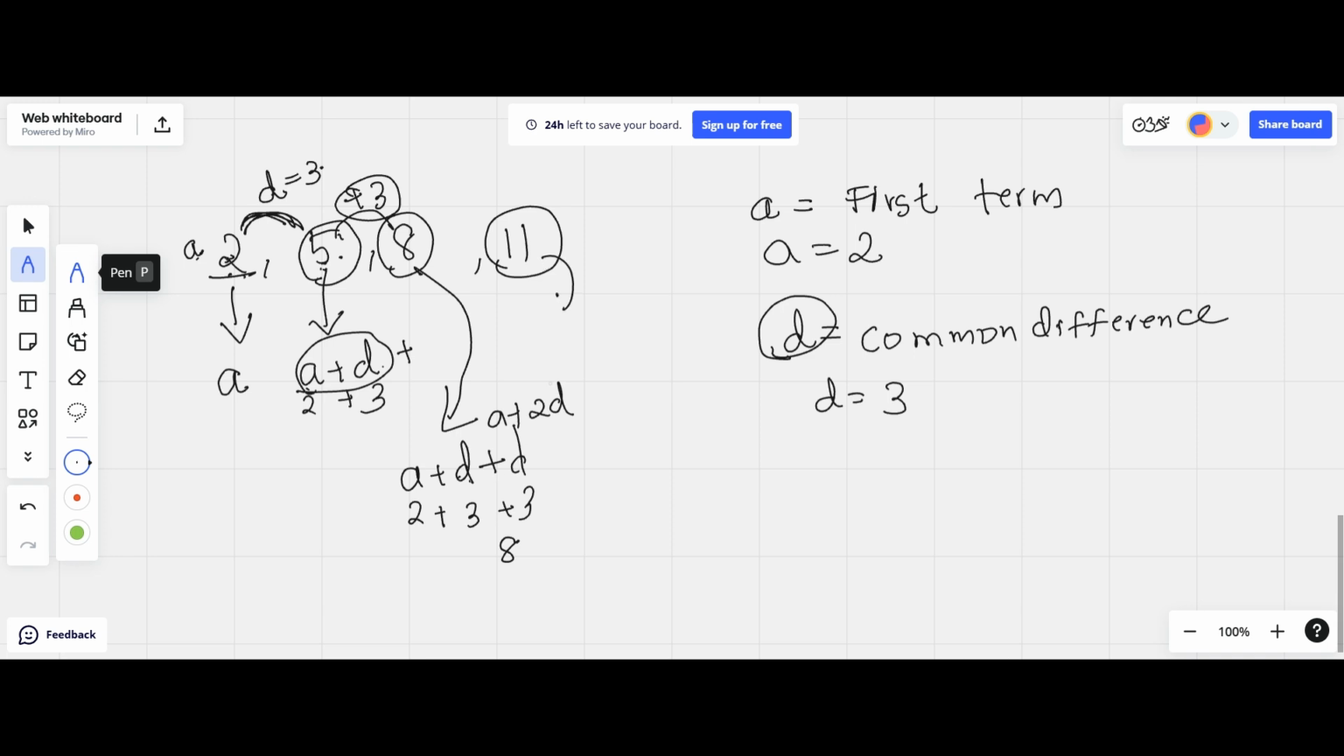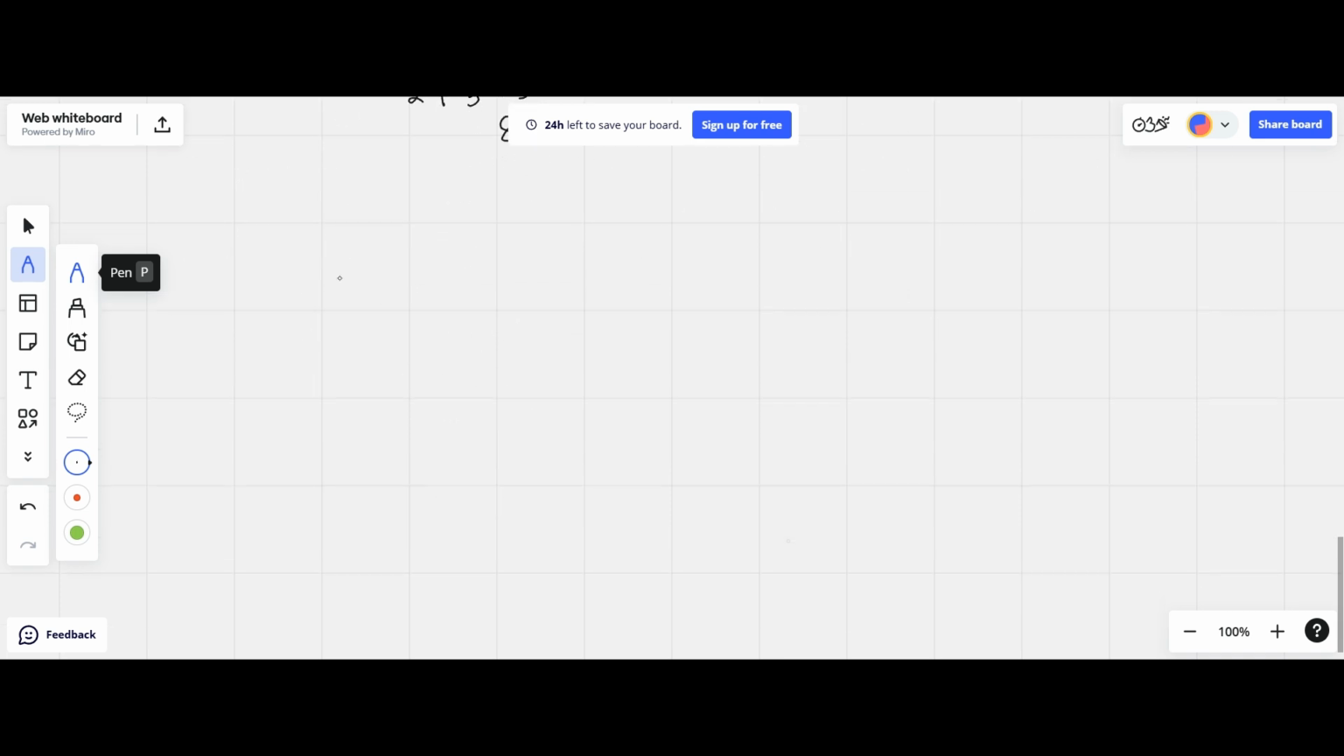So how can we write this? a plus 2d plus another d. The third term is a plus 2d, and we are going to add another d. So a plus 3d. From this you can understand: the first term is a, the second term is a plus d. Wait, I'll write it again: 2, 5, 8, 11.